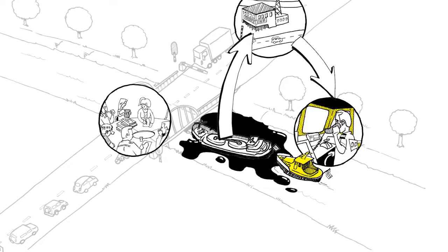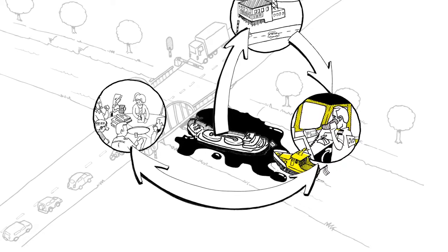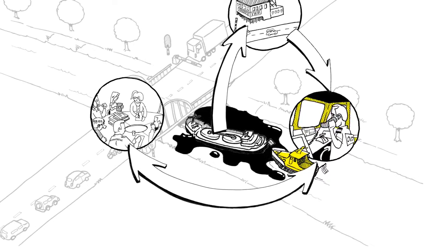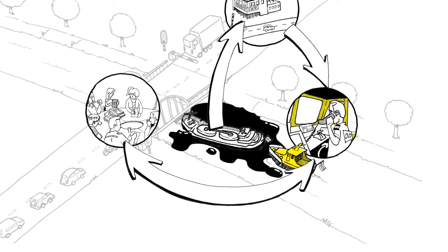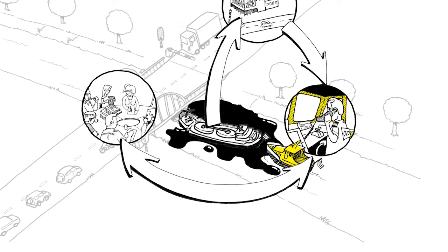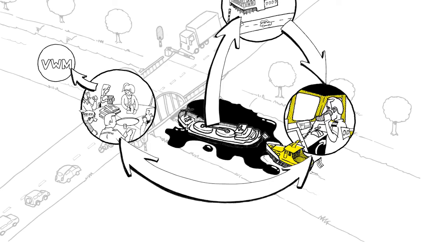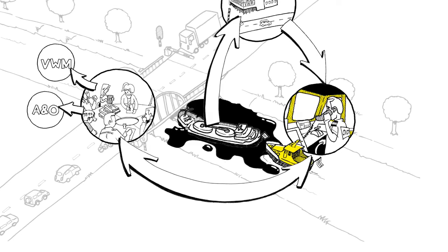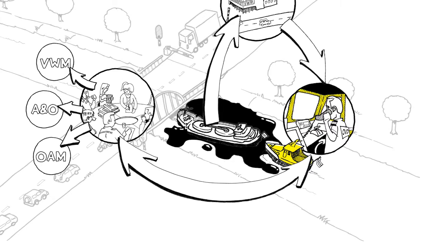The regional crisis team is responsible for taking the tactical and strategic decisions with respect to repair work and communication, for example. The decisions of these 2 parties then determine what action must be taken in the other processes, such as traffic and water management, VWM, construction and maintenance, A&O, and stakeholder and asset management, OAM.